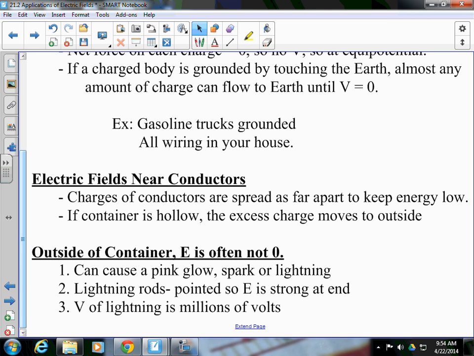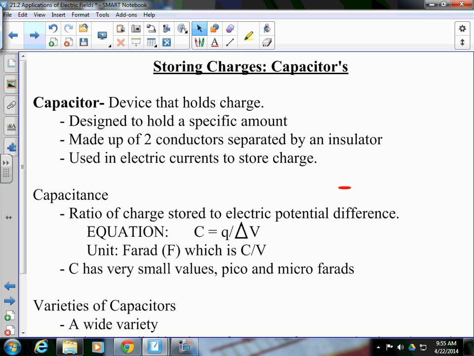When we talk about lightning, the voltage of lightning is millions of volts. Now, one kind of misnomer, and we'll talk about this more in chapters 22 and 23, is voltage is not as harmful as the current at which it goes through your body. Now, millions of volts can kill you, but you can survive millions of volts depending on the current at which it goes through.